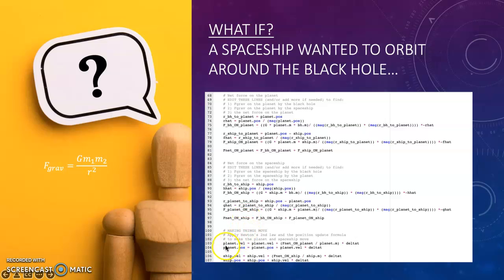And then by updating the position update formula and the velocity update formula, we were able to get a graph that nearly missed the black hole, but was able to orbit between the black hole and the planet without crashing into either.